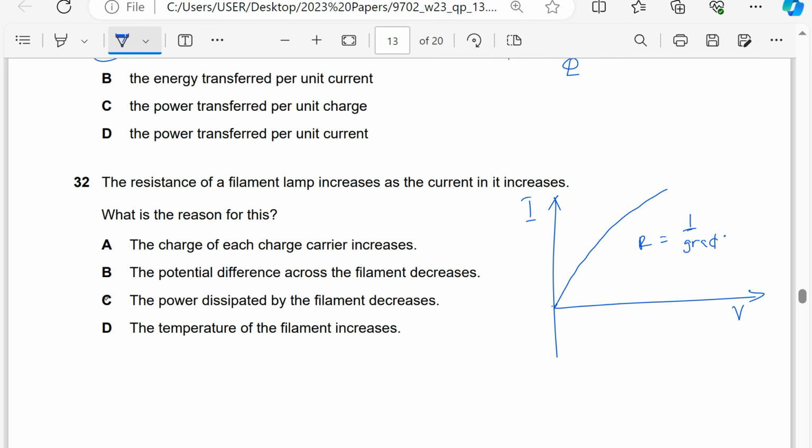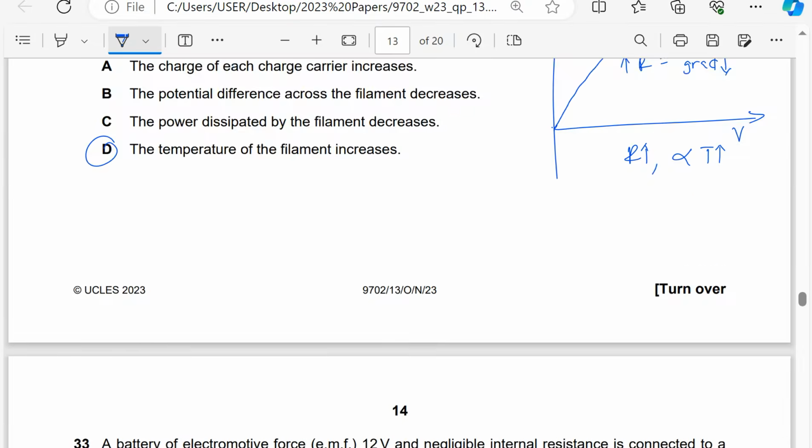The decreasing gradient means the resistance is increasing. And resistance is increasing because resistance is directly proportional to temperature. The temperature of the filament lamp must be increasing. So the answer here is automatically the temperature of the filament increases. And if the temperature increases, the resistance also increases. That's why the graph is having a decreasing gradient.